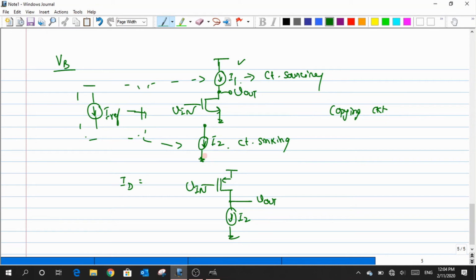For each of these circuits, I want this I1 and I2 to be copies of this I reference, and we are looking for this copying circuit. Now, in order to generate this copying circuit, I have to understand the MOS current equation first. So we know that when the transistor is biased in the saturation regime, the current that flows in the MOSFET can be expressed as a function of VGS. Am I right?